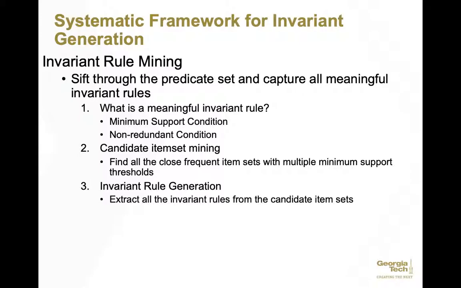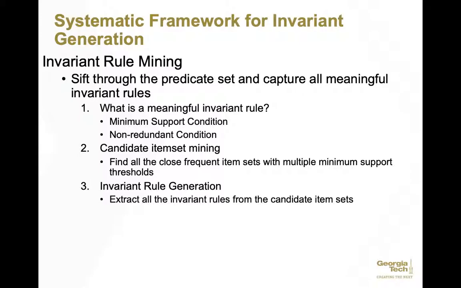So just to briefly go back over those last two, the candidate item set mining finds all the closed frequent item sets with multiple minimum support thresholds. So that means that these are closed frequent item sets that have statistical significance. Invariant rule generation extracts all the invariant rules from the candidate item sets that were selected in the previous step. There's also quite a bit of parameter tuning for the invariant rule mining based on training versus testing logs, and this obviously affects the subsequent generalization of the algorithm.